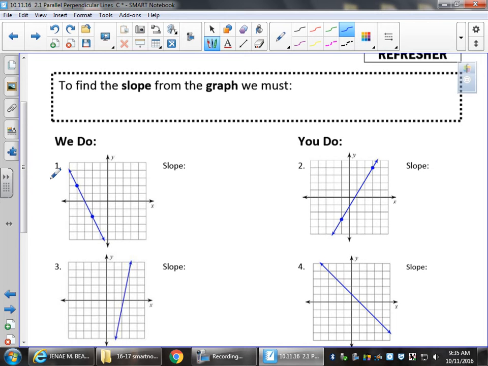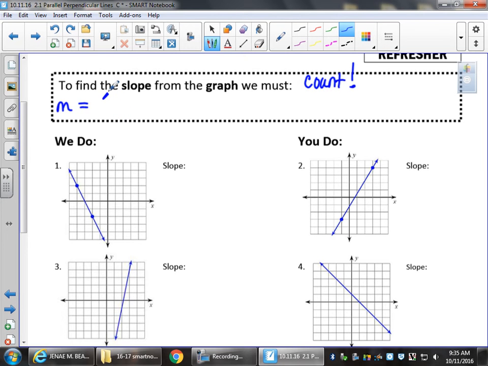So as a refresher from Thursday, to find the slope from a graph, notice I'm not asking you to calculate from a graph, how do you get slope? It does involve counting. So let me start that off. Count. How are you going to count? How do you count slope?